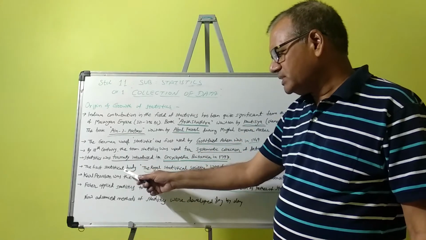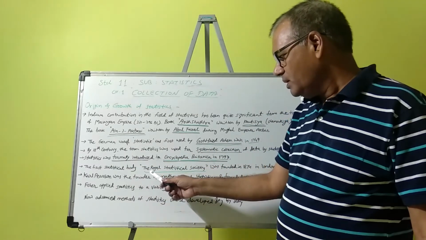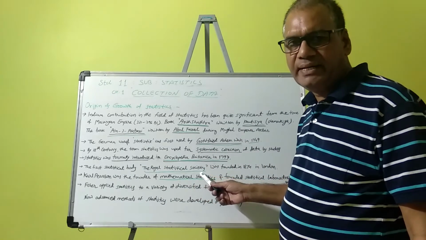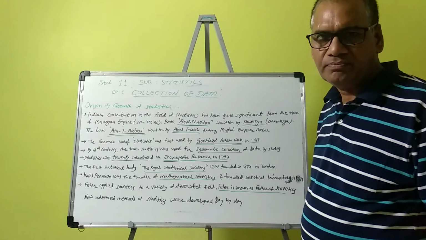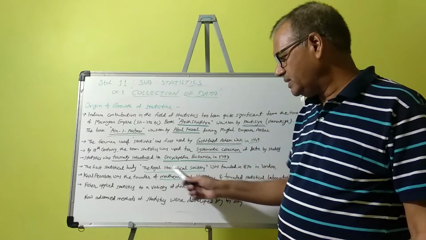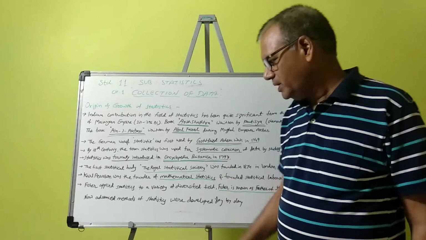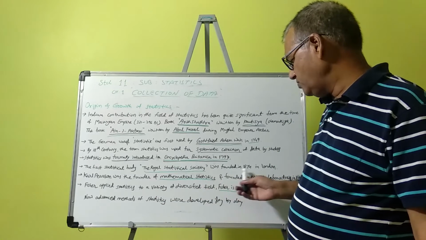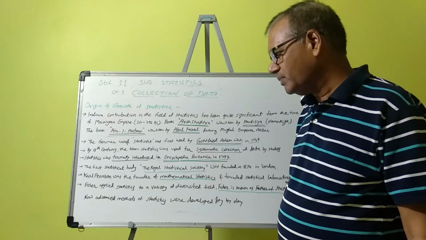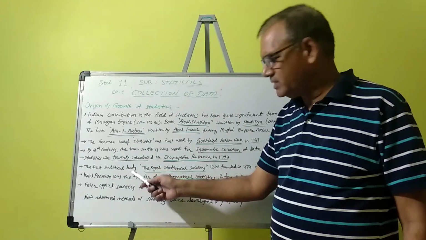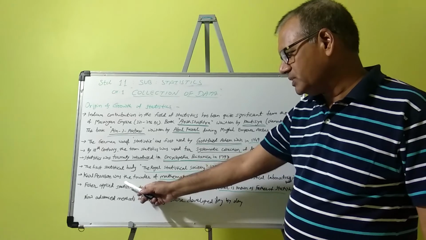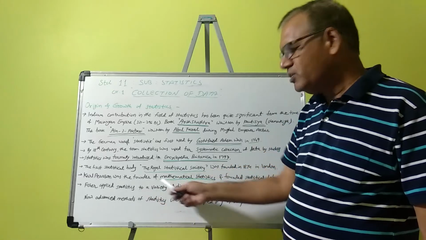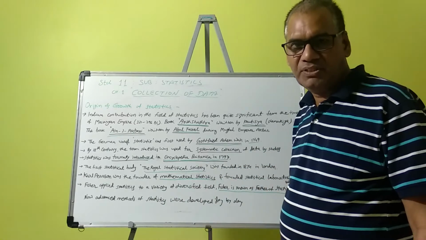The first statistical body, the Royal Statistical Society, was founded in 1834 in London. That is known as the first statistical body. Now statistician Carl Pearson. So Carl Pearson was the founder of mathematical statistics.